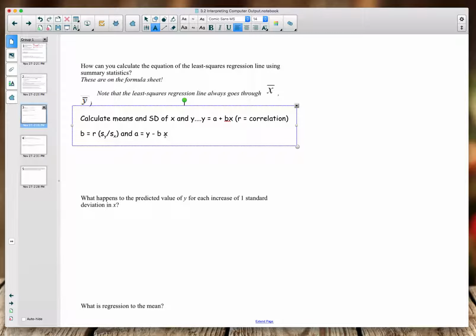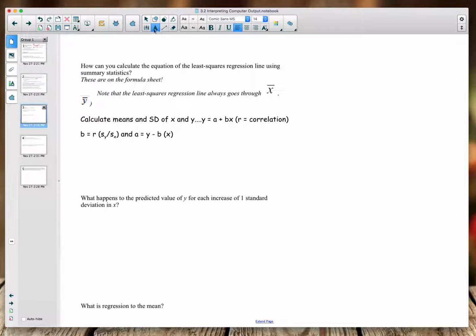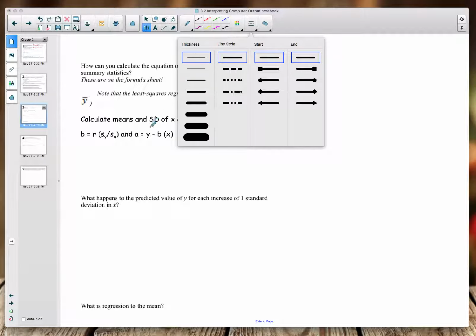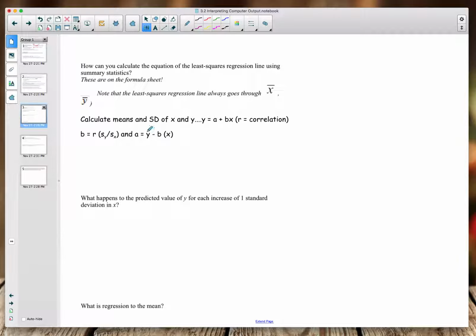So let's put that in parentheses. Okay. And then make sure you put Y bar and X bar here. So I'm going to fix that. So Y bar, because that means your mean of Y, and then X bar, because that's your mean of X.